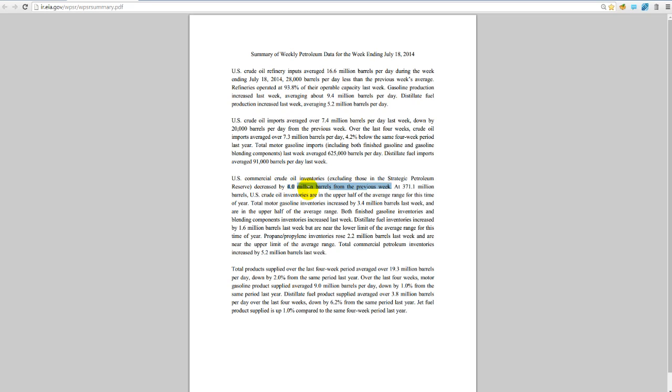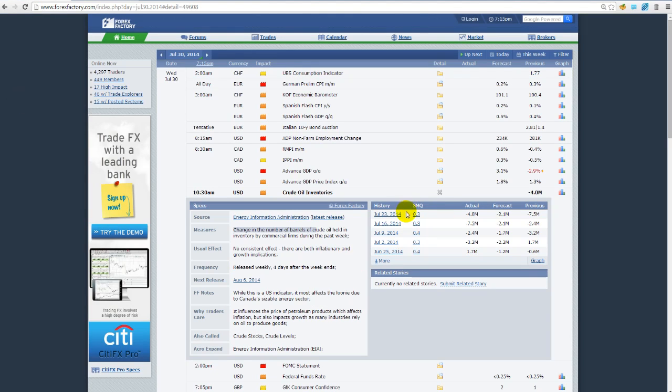Notice how it says the U.S. commercial crude oil inventory. So go to the third paragraph. It's always the third paragraph. And you don't have to even do this. I'm just trying to help you first understand what the oil inventory report is. It says commercial grade oil inventory, excluding those in strategic petroleum reserves, which it always says, decreased by 4 million barrels from the previous week. And this is last week's release. So let's look at it. What did it say? Minus 4 million. See how that number lines up? That's where that negative 4 comes from.